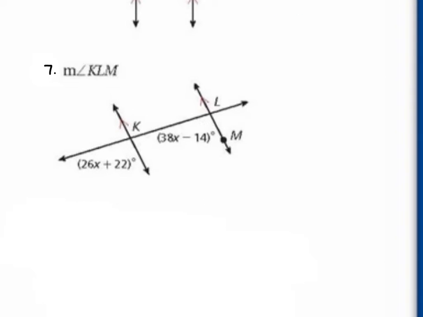Okay, let's look at 7. We're finding the measure of angle KLM, so this angle here. How can we find this angle? You would put 26x plus 22 equal to 38x minus 14.